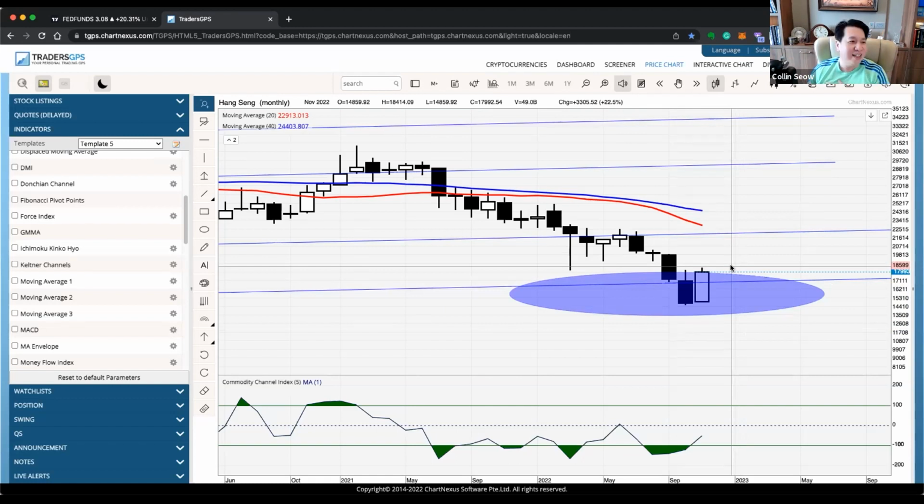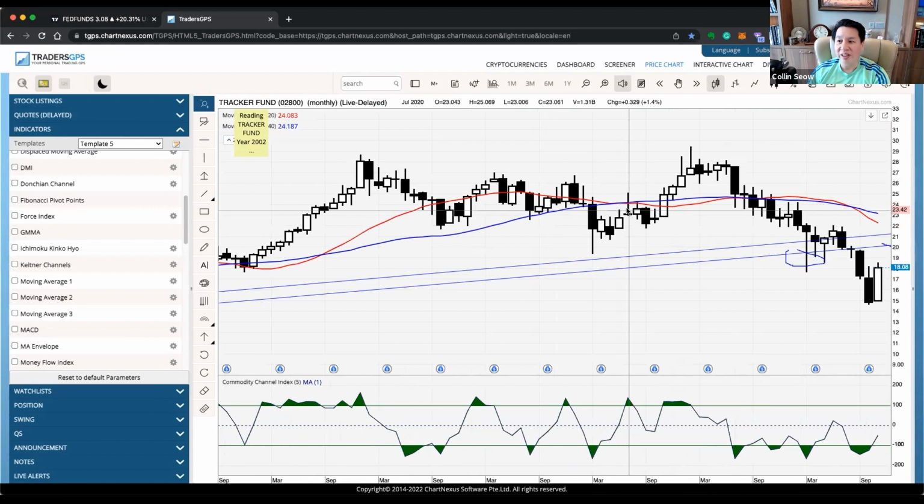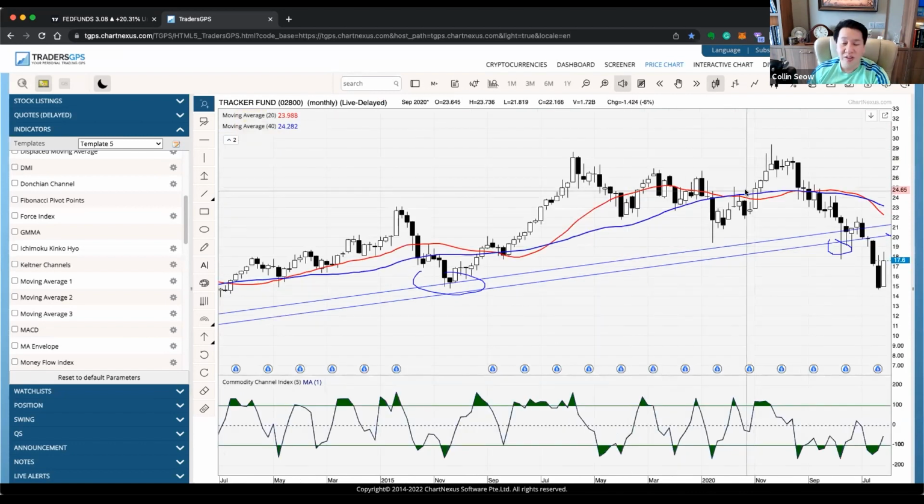Buy what, guys? Okay, you can buy 2800. That is the tracker fund, the Hong Kong tracker fund. You can do 2800. You can buy for Hong Kong 2823, you know, and things like that. For Hong Kong, okay, let's do Hong Kong first. Any question? Hong Kong, any question?